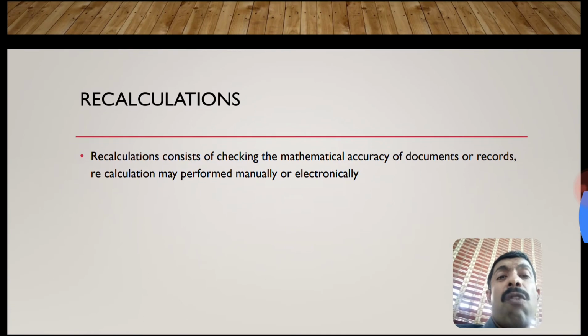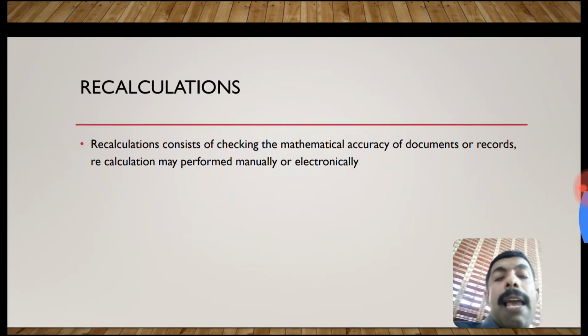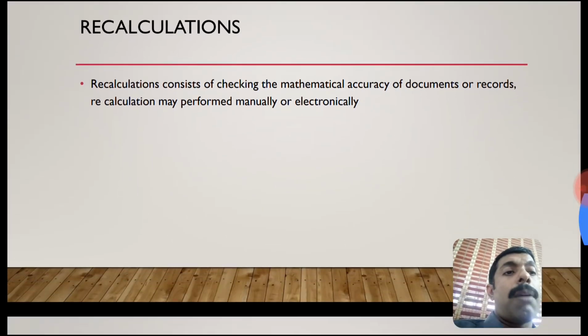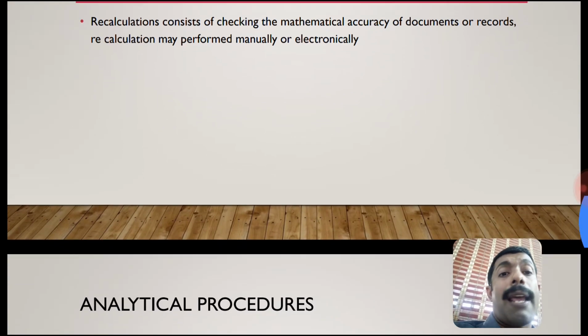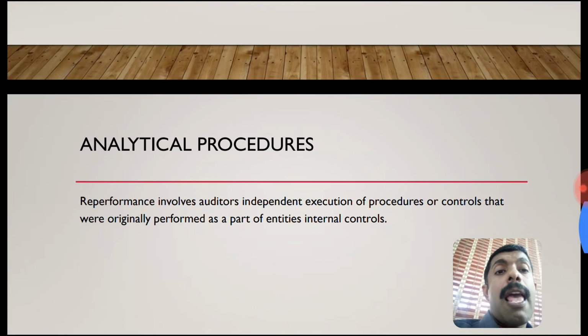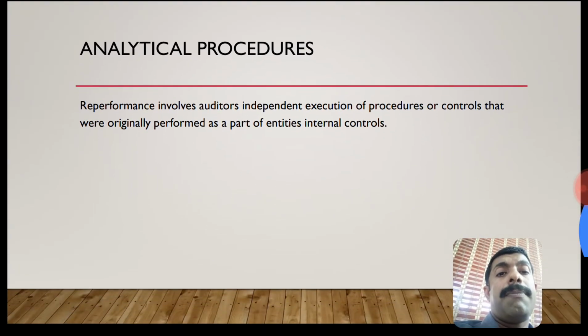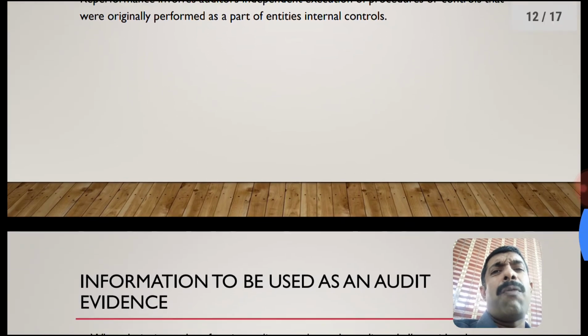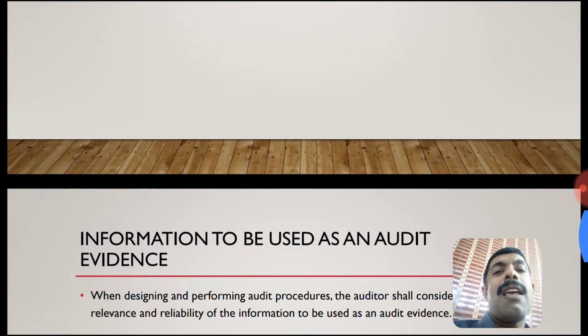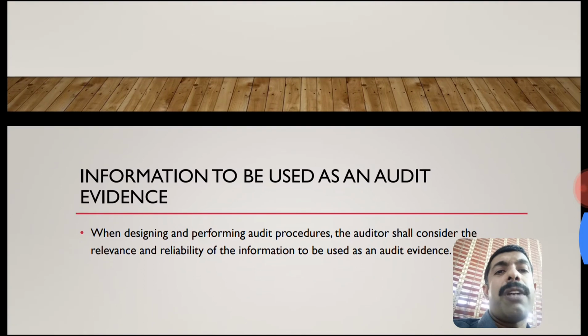Recalculation involves checking the mathematical accuracy of documents or records. Recalculation may be performed manually or electronically. Analytical procedure is making an audit procedure with the help of significant trends and ratios and examining the unusual fluctuations therein.